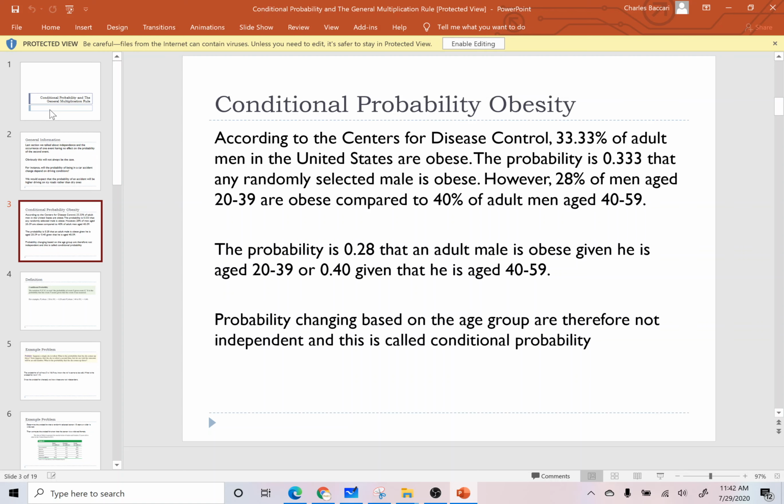Conditional probability, obesity. According to the Centers for Disease Control, 1/3 of adults in America and 1/3 of adult men in the United States are obese. The probability is 0.33 that any randomly selected male is obese. However, 28% of middle-aged men are obese compared to 40% of adult men between the ages of 40 and 59. So, 2 different age groups, sorry. The probability is 0.28 that an adult male is obese given that he is age 20 to 39, or 0.4 given that he is 50 to 59. Probability changed based on the age group, therefore not independent, and this is called conditional probability.